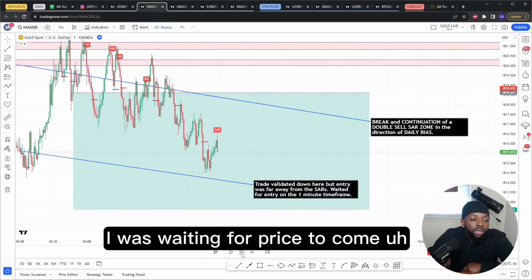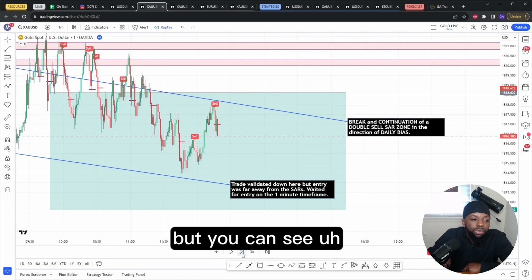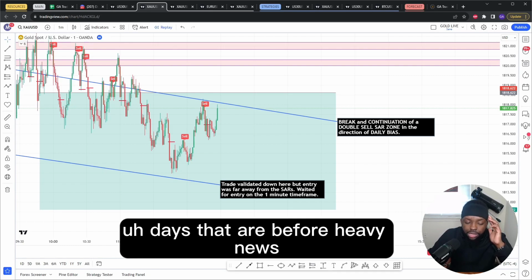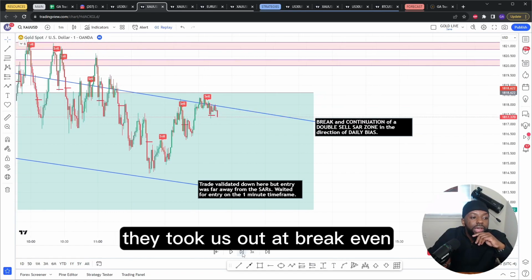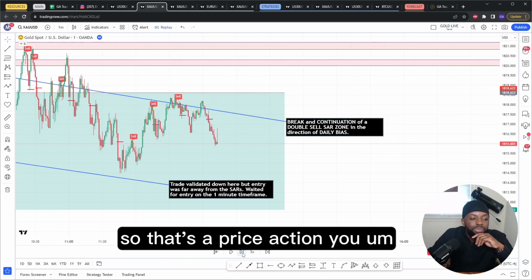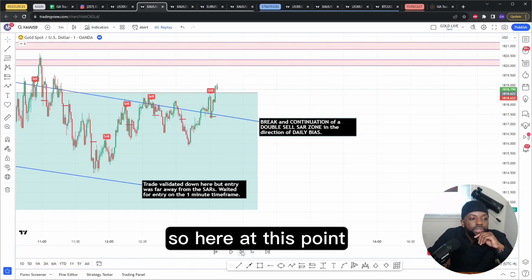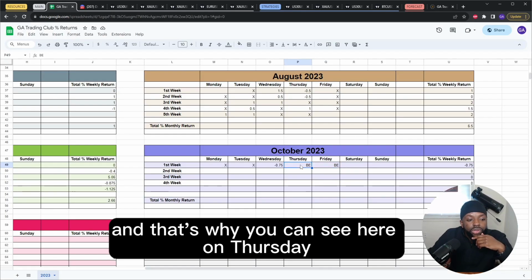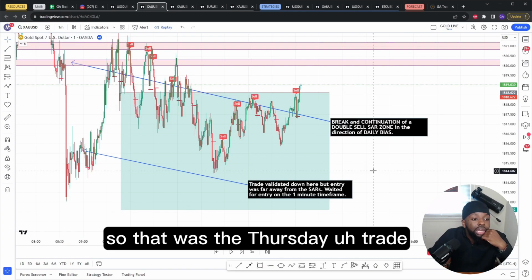So this one, I was waiting for price to come for a single last minute push to TP, but you can see they kept consolidating. This is a price action you expect during days that are before heavy news, and unfortunately for this trade they took us out at break even eventually. I think it kept ranging and ranging, so that's a price action you might be subject to. Our trade got taken out at break even, and that's why you can see here on Thursday I recorded BE or break even. So that was the Thursday trade.